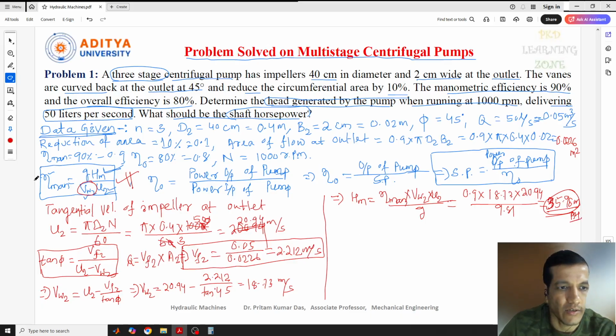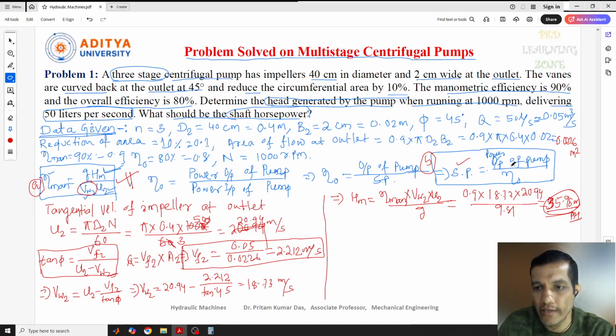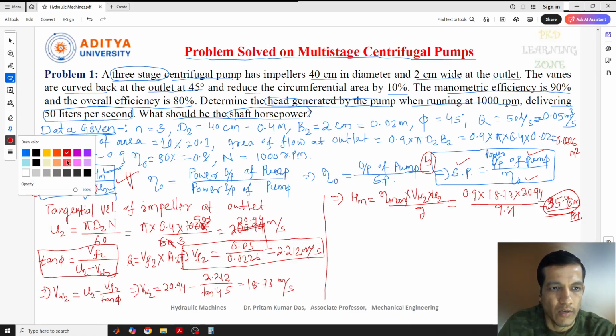This is the first answer, this one. And the second answer, if you see, this is our second answer. In the second answer, shaft power needs to be calculated, overall efficiency is given, and the power of the pump needs to be calculated. So the B point, let me write here.